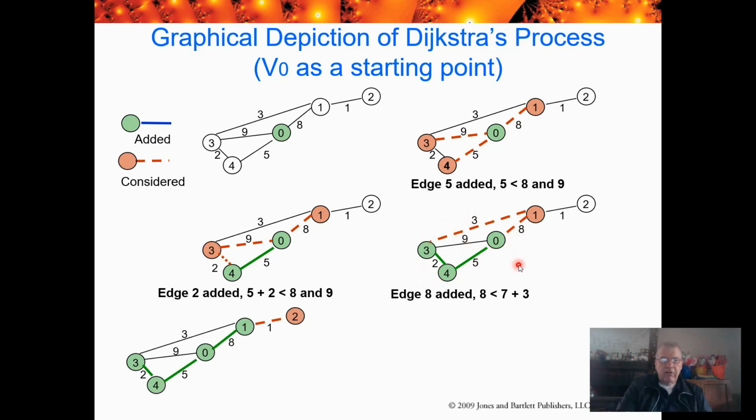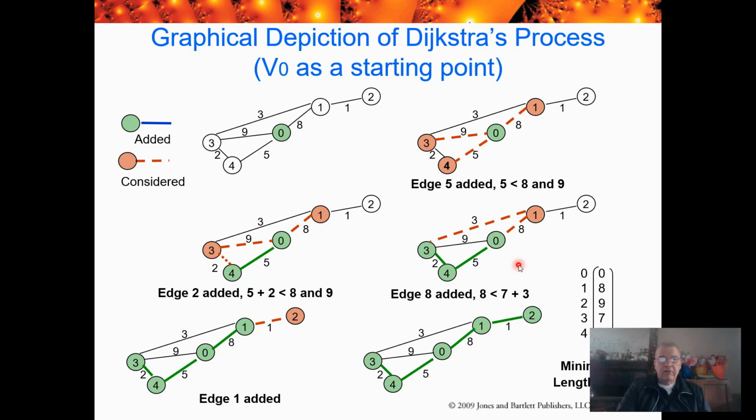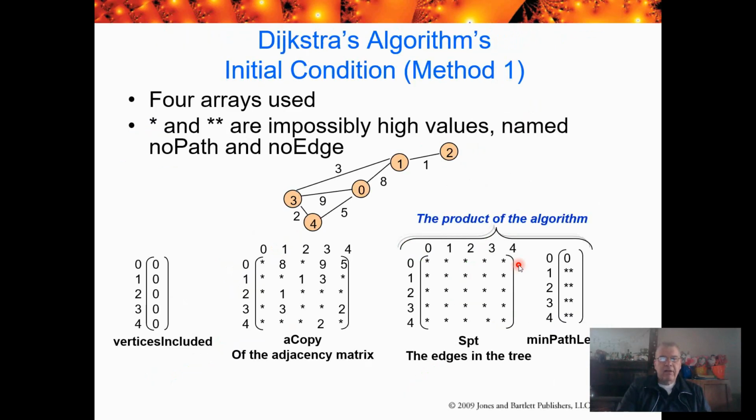And then, of course, the easy step, just like in Prim's, is the last edge. So this is the shortest path tree, the shortest path map. And this graph explains how we would get back to vertex 0 in the least cost from any of the 4 other vertices. And here's the cost, the minimum path length.